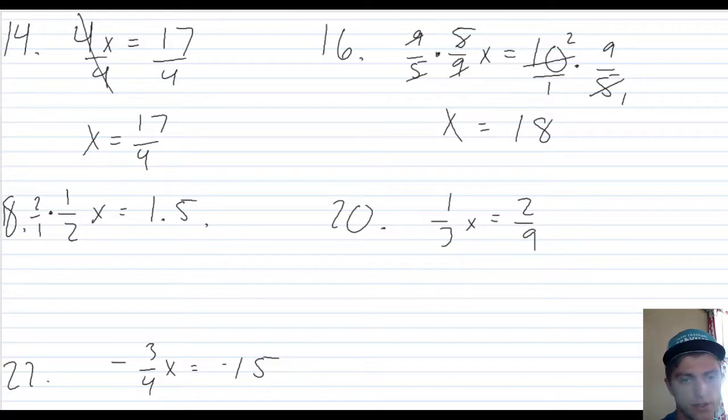What you do to one side, you do to the other, which is just 2/1, which is the same as 2, so we'll just treat this as multiplication by 2. Cancel, cancel, we're left with x. 1.5 times 2 gives us 3.